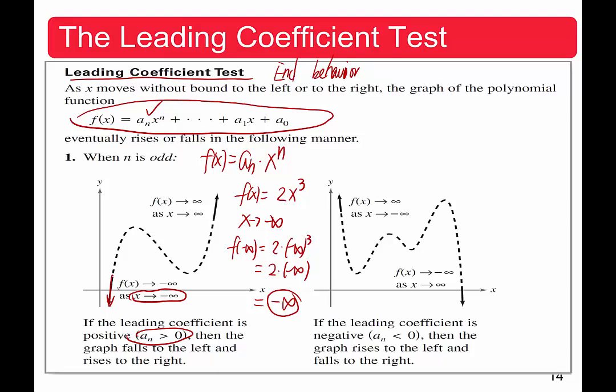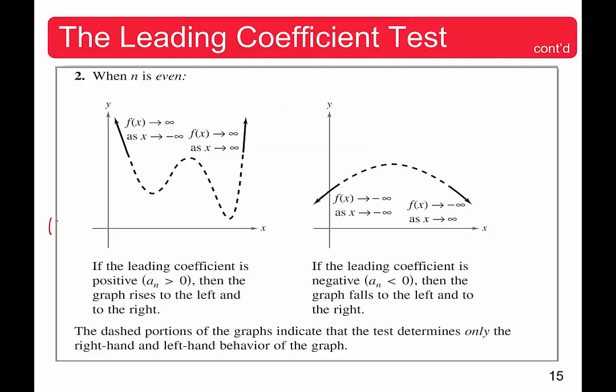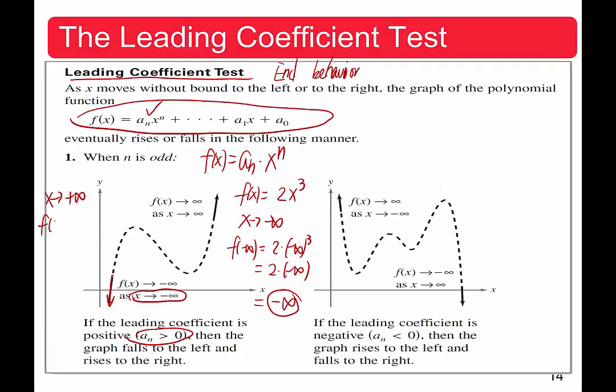So it decreases without bound. Negative infinity indicates it decreases without bound. And on the positive side, when x approaches positive infinity, then f of infinity equals 2 times infinity to the third power. Infinity to the third power remains positive infinity. So we get infinity here. As you can see, on the right end, it's increasing without bound. So that's why it's decreasing without bound on the left and increasing without bound on the right.